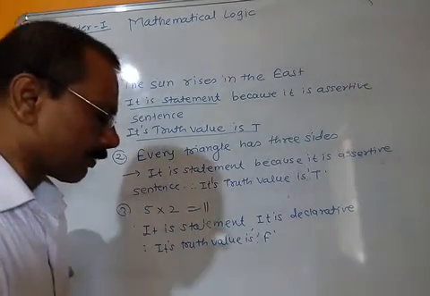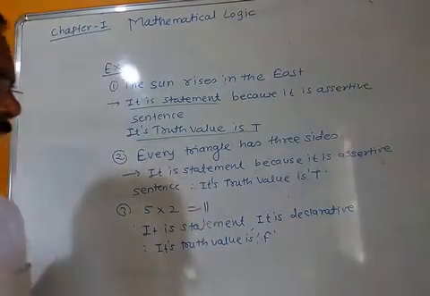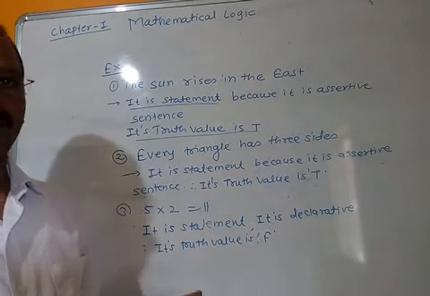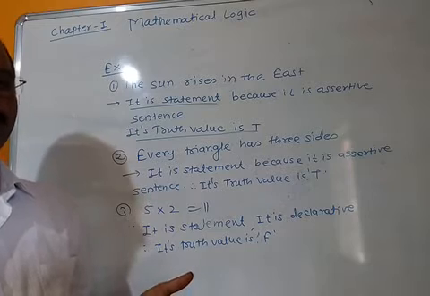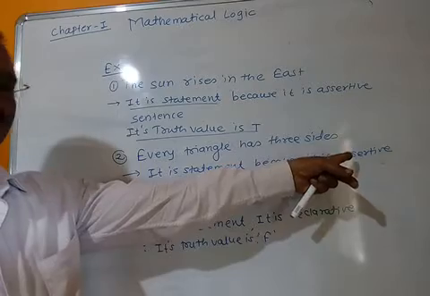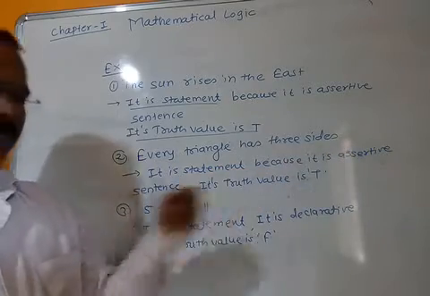Take the next example. Mumbai is the capital of Maharashtra. You know, it is true. So it is a statement, because it is an assertive sentence. Its truth value is T.